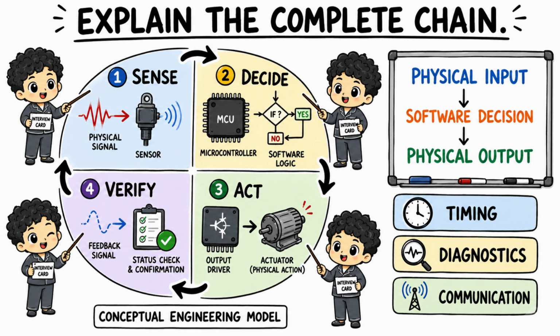If an interviewer asks how software controls a vehicle function, do not answer only "the ECU runs code." Start with the complete chain. Explain that sensors convert physical conditions into usable signals, the ECU software processes those inputs according to requirements and timing constraints, and actuator driving hardware converts the software command into physical action. Then mention diagnostics, communication, and feedback where relevant.